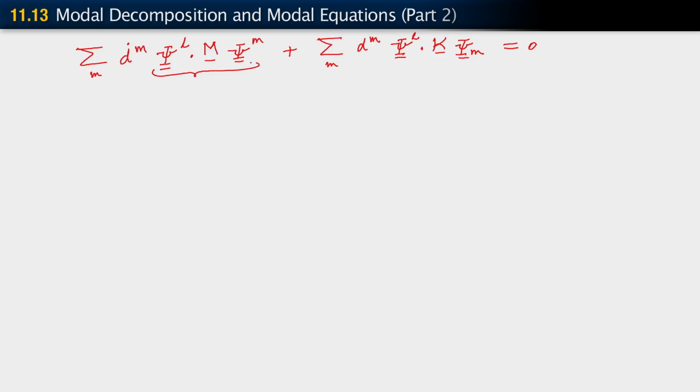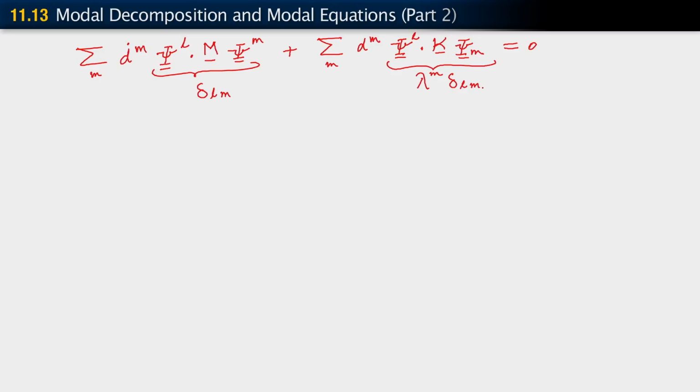Now this we know from the orthonormality condition is delta_Lm. Okay? And this we know also from the fact that we have the generalized eigenvalue problem at hand. This turns out to be lambda_m delta_Lm.